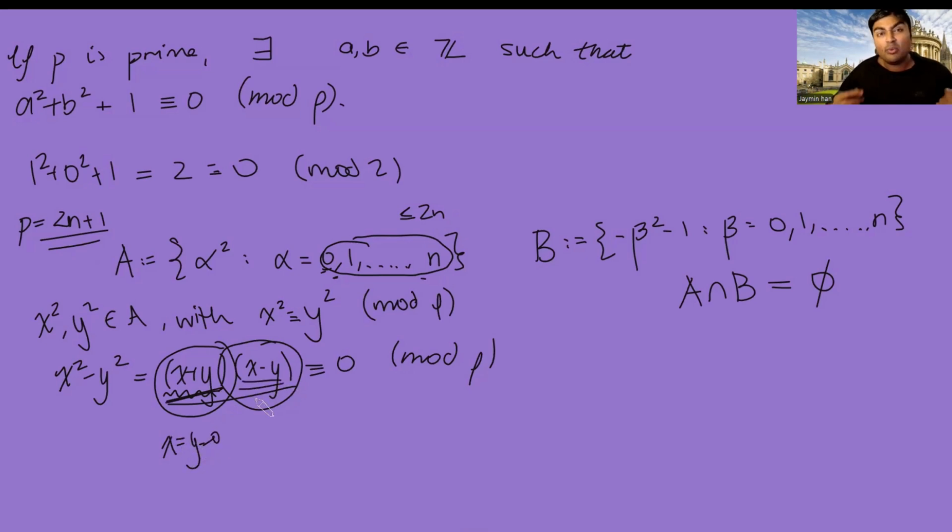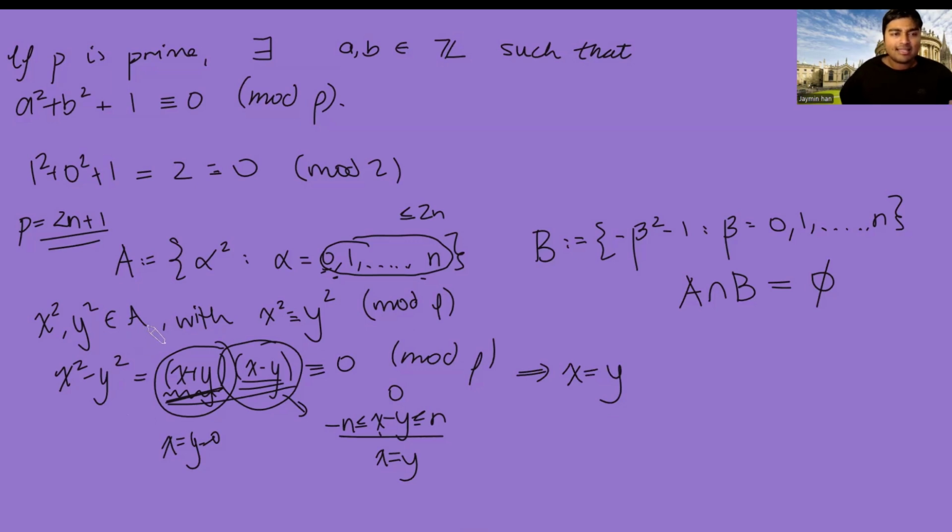Okay, what about x minus y? When is that a multiple of p? Similar reasoning, because we've got only 0 up to n, x minus y will be some number between minus n and n. And the only number in that range which is a multiple of p is the number 0, which occurs when x equals y. And so the only way that x squared minus y squared can be 0 mod p would be if x equals y.